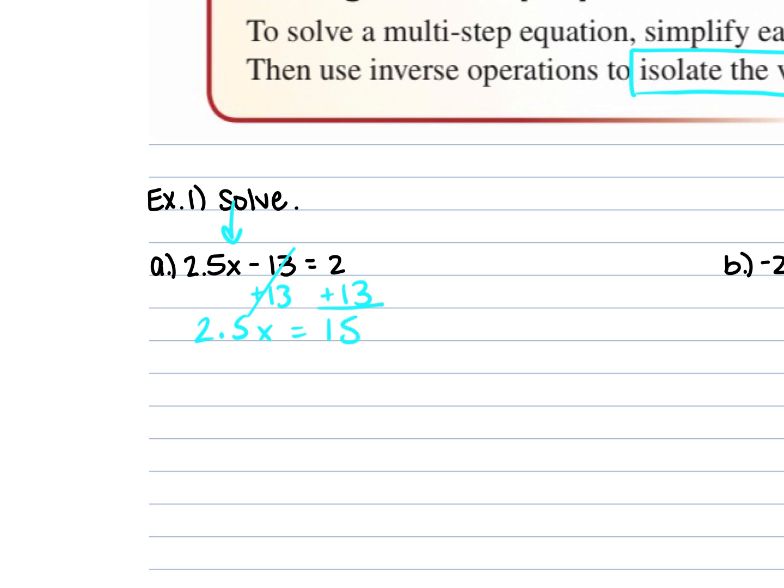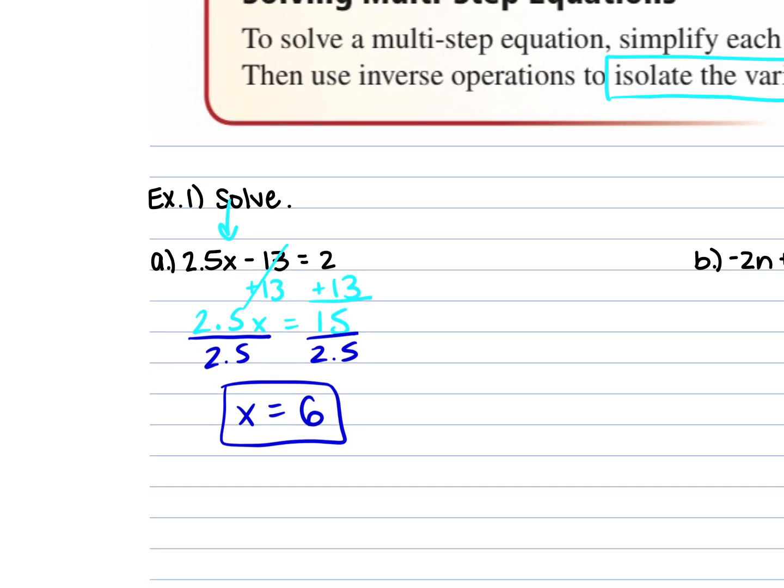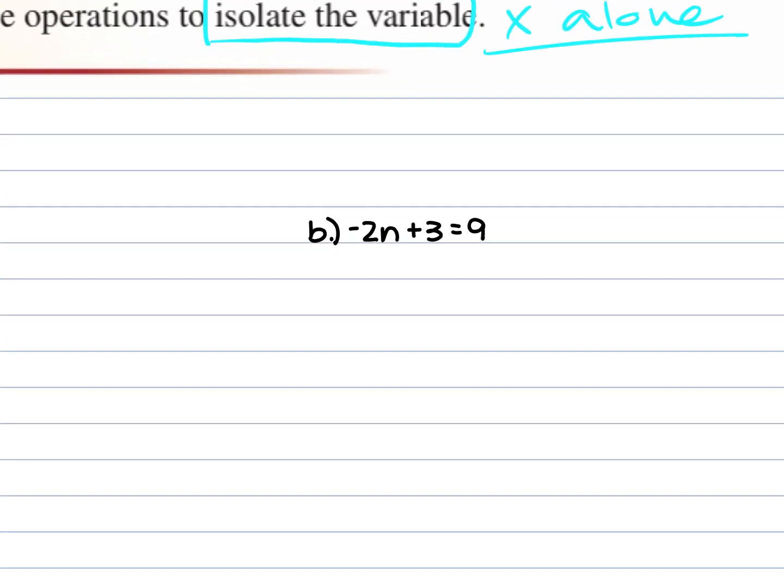And then next, I have 2.5 times x. Since x is being multiplied by 2.5, to move it to the other side, I need to divide 2.5 on both sides. So x is equal to 15 divided by 2.5, which is 6. And that's our answer. So in the end, we're going to get x equals, or n equals, a number.